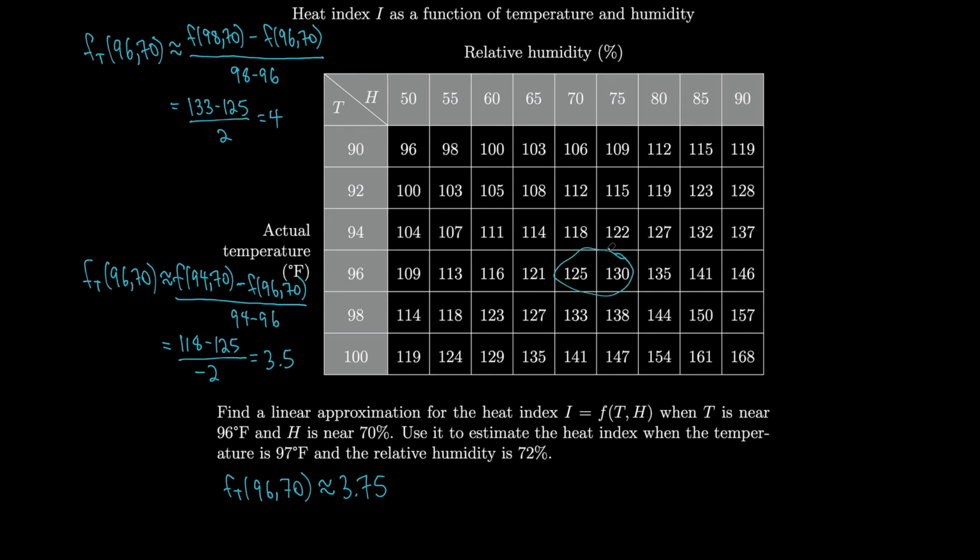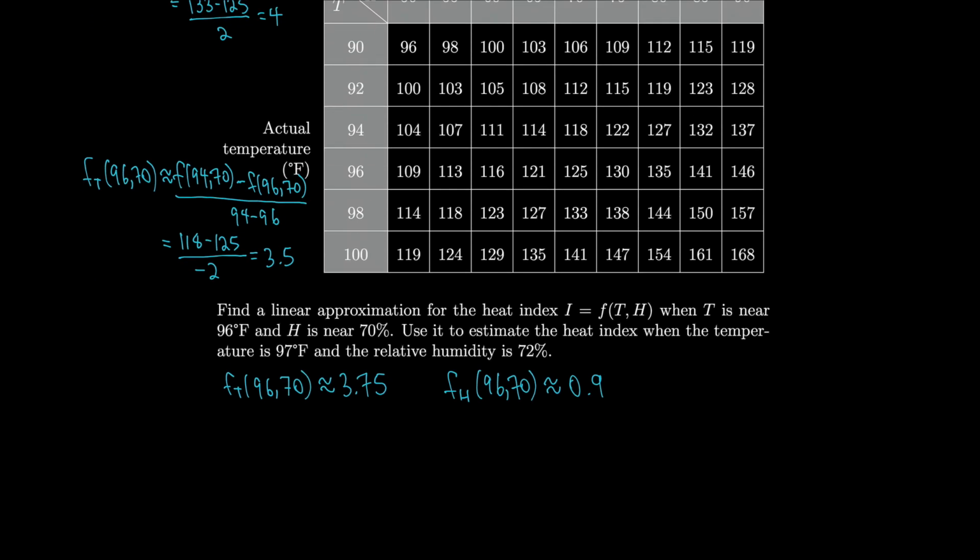So this gives me 5 over 5, which is 1. And over here, this gives me negative 4 over negative 5, which is 0.8. And then the average of 0.8 and 1 is 0.9. So I'll say that the partial with respect to h of (96, 70) is approximately the average of 1 and 0.8, which is 0.9. Okay, so now I got my partial derivatives.